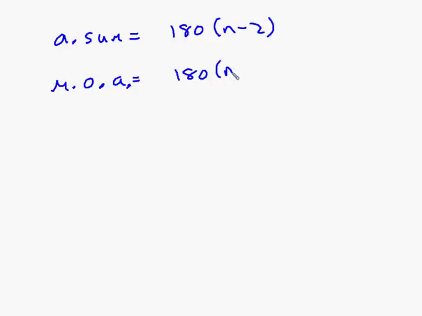Okay, so far, let's rehash. We have the angle sum formula, which is what? 180 in parentheses n minus 2. Okay, then we have the measure of one angle. What's that? Same thing divided by n. All right, let's get the third thing that we need to know for today.